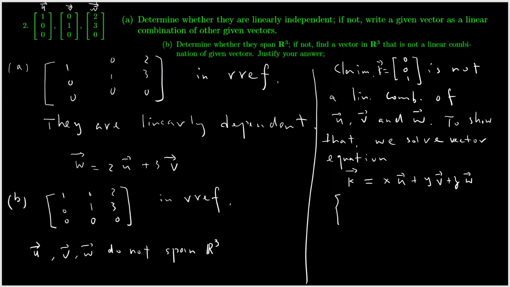The system corresponding to the vector equation is going to be the following. Okay, x times u. We compare the components. Okay, we have x plus 0y. I will include all the 0 components. So 0 times y, and then plus 2 times z is equal to 0.